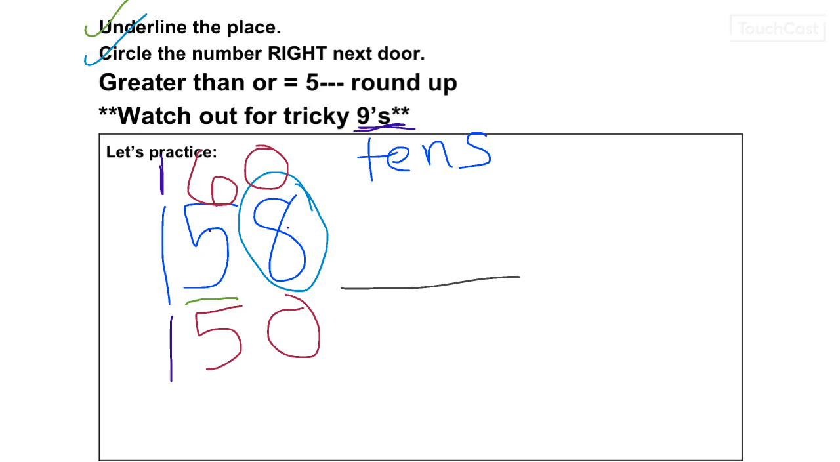So let's look at the circled number. The circled number is 8. Is 8 greater than or equal to 5? Yes, it is, so we would round up to 160.